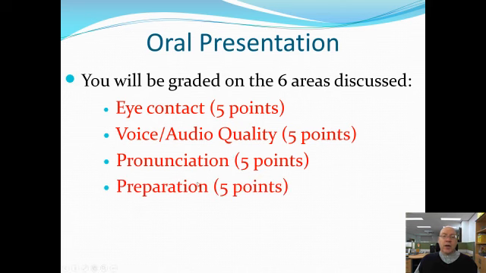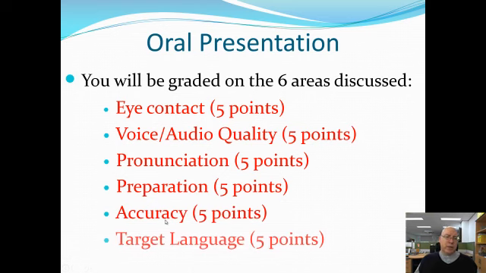Pronunciation. Preparation: are you prepared? Did you practice and practice and practice? Accuracy: accuracy means what is on your manuscript should be what you're telling me. That's what you should be doing. And your target language, the signals that we've been using for persuasive.